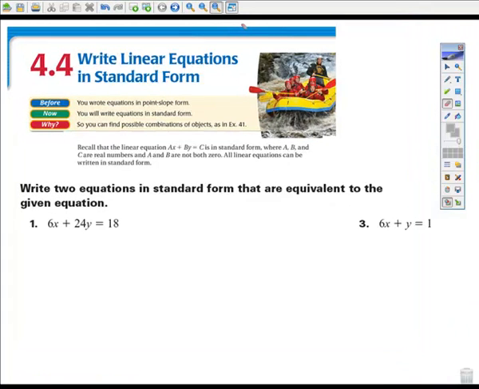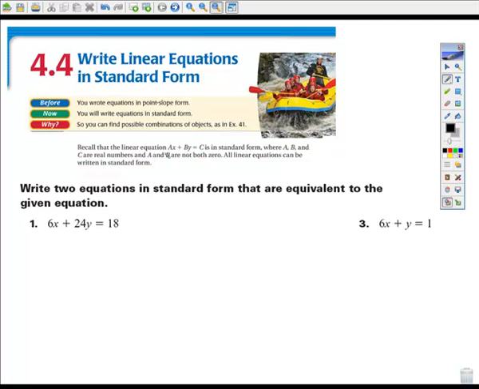Lesson 4.4 is going to take a couple different parts, so we're going to go over part 1 right now, and this is writing linear equations in standard form. So far we've written them in slope-intercept form and in point-slope form, and I did introduce you to standard form a while back, but let's look at it again. Standard form is the form Ax + By = C.